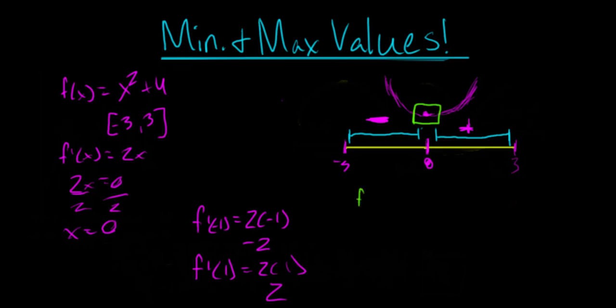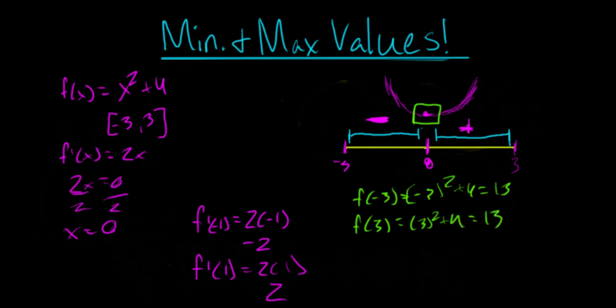So if we have f of -3, that's going to be equal to -3 squared plus 4. So that's 9 plus 4. We get, what is that, 13? And then if we do f of 3, we're going to actually get the exact same thing. We get 3 squared plus 4. That's 9 plus 4, which is equal to 13.